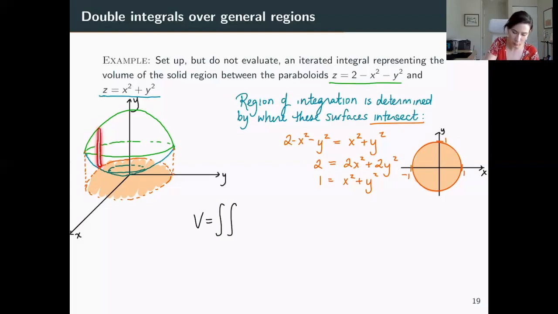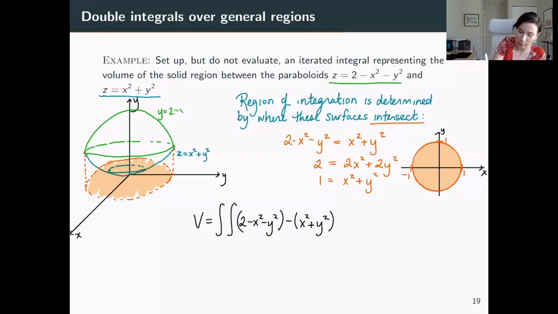Here we can think about what our towers are. Our towers are always going to be the top tower minus the bottom tower. So in total, the top function minus the bottom function, which gives me 2 minus x squared minus y squared minus my bottom function, x squared plus y squared. I should have labeled these more carefully. So remember, our bottom curve is z equal to x squared plus y squared, and our green curve is z equal to 2 minus x squared minus y squared.